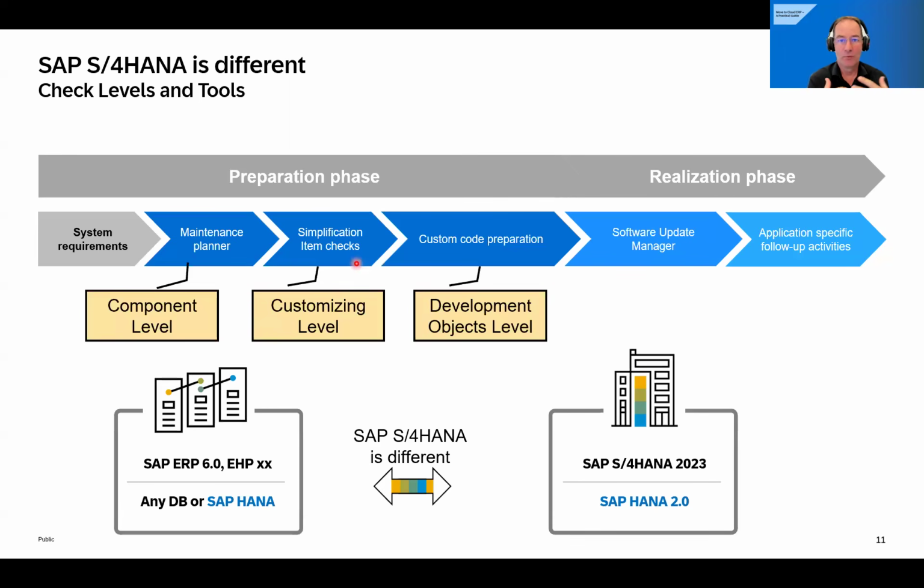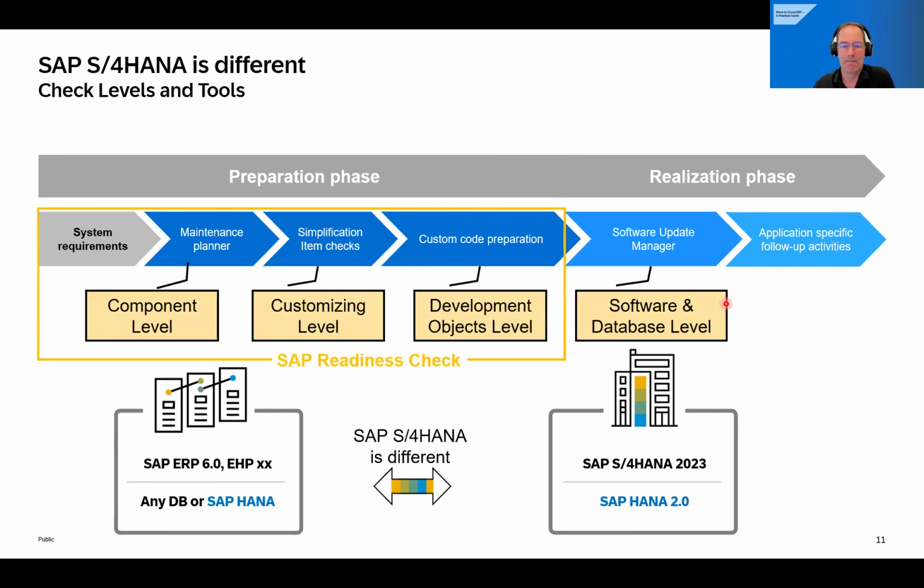Then the development objects level is different. You can imagine if we have changed software components, different database types, different objects in ABAP, then your custom code will have to be adapted to the new model as well. And this is considered in the section on custom code preparation. All this is concluded by software and database level is different. So if your source system is not running on SAP HANA database, obviously the migration to SAP S/4HANA has to be part of the conversion execution guided by the software update manager.